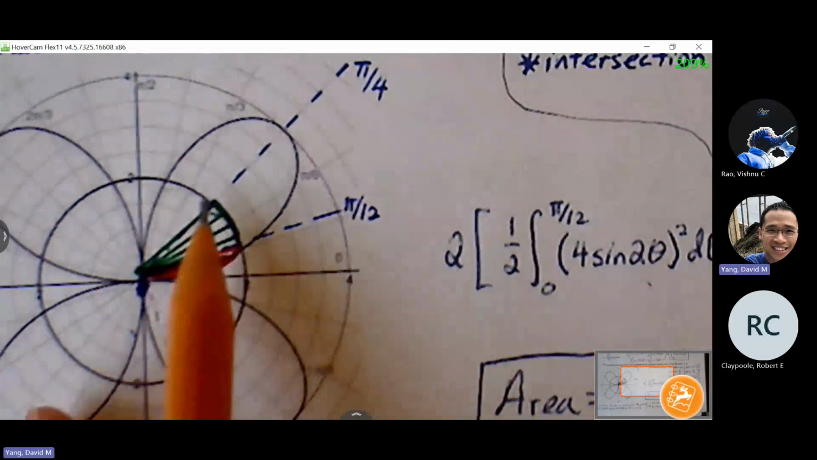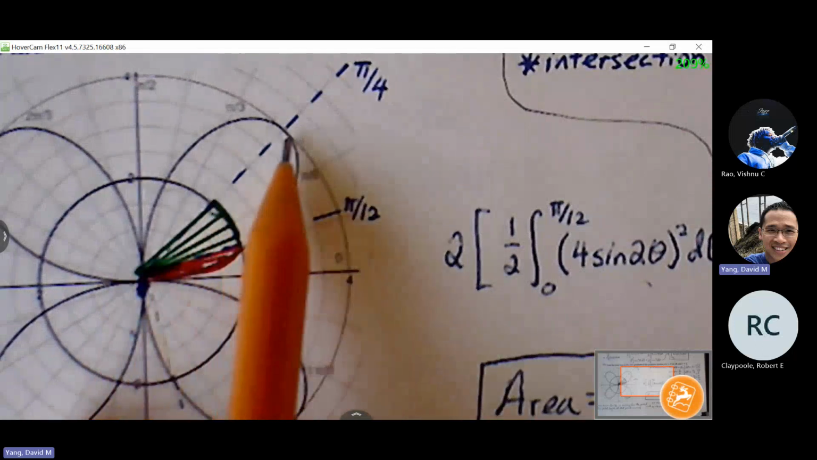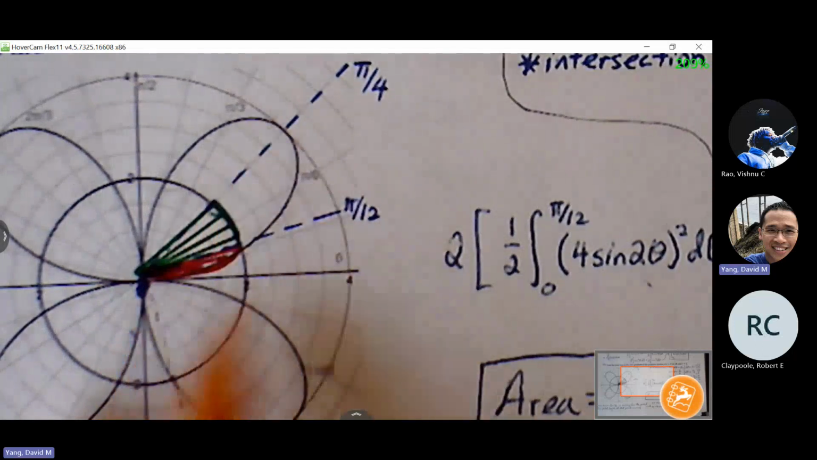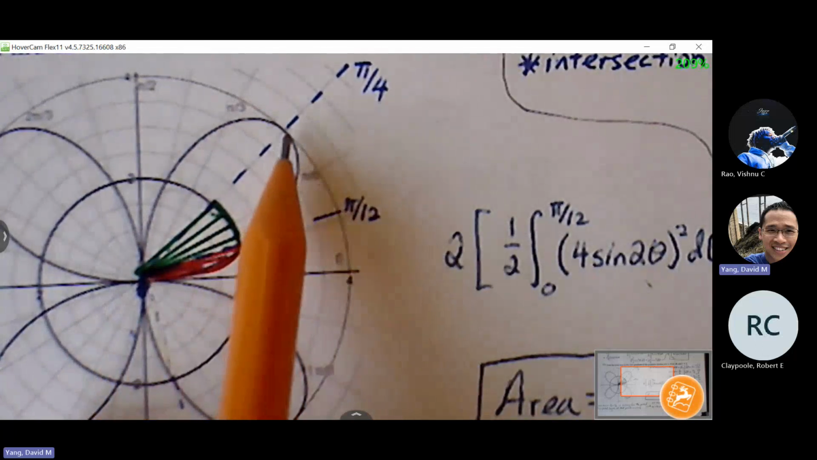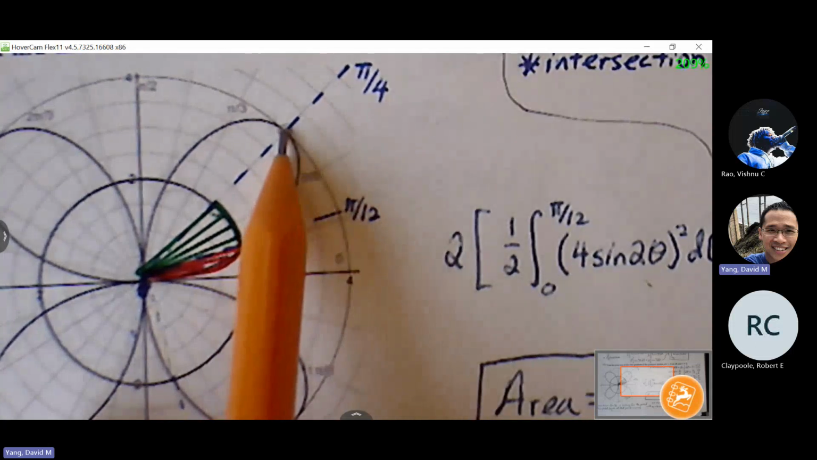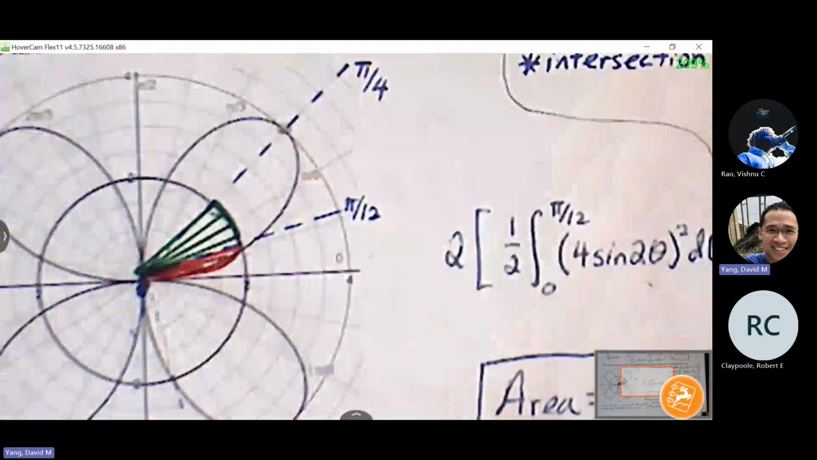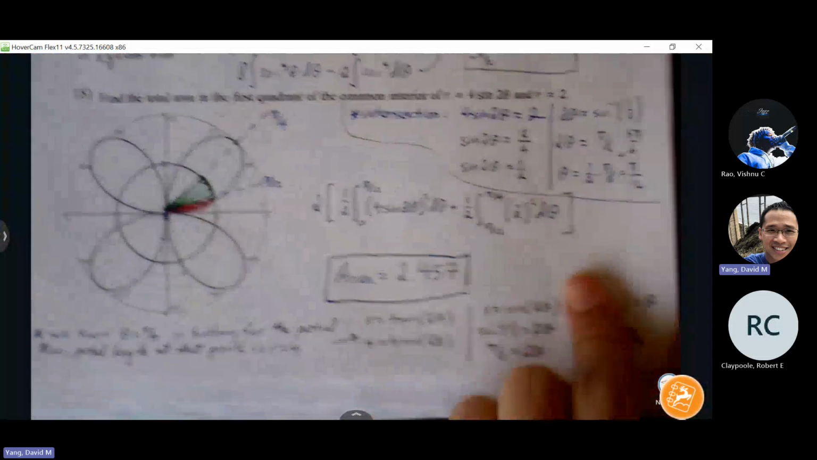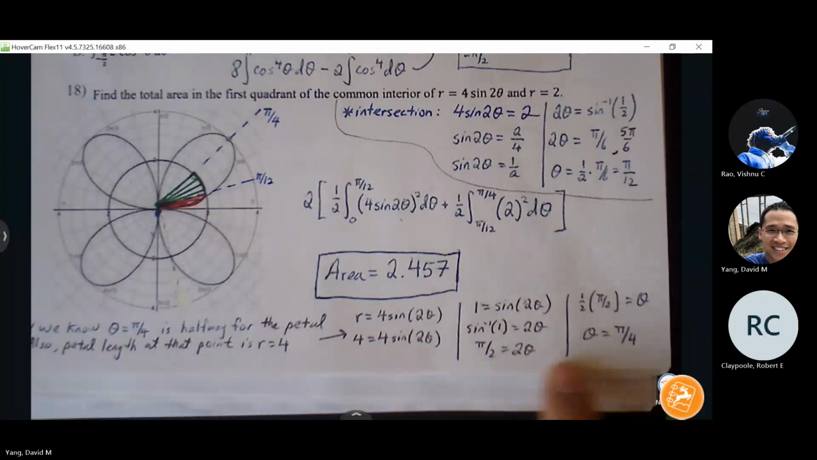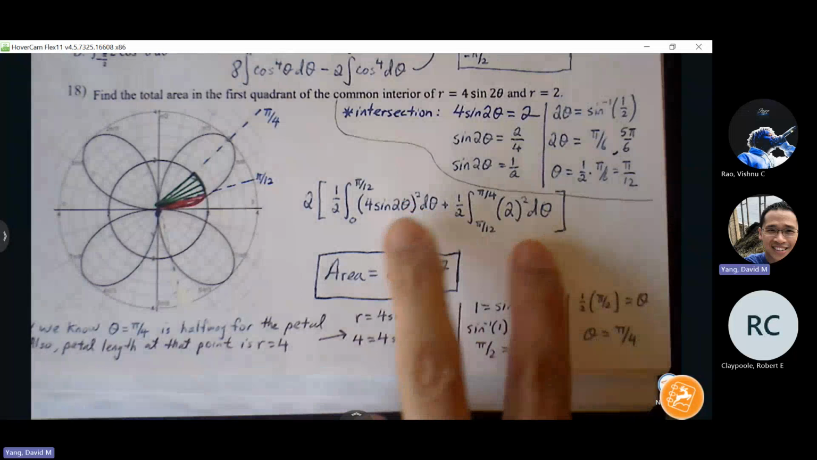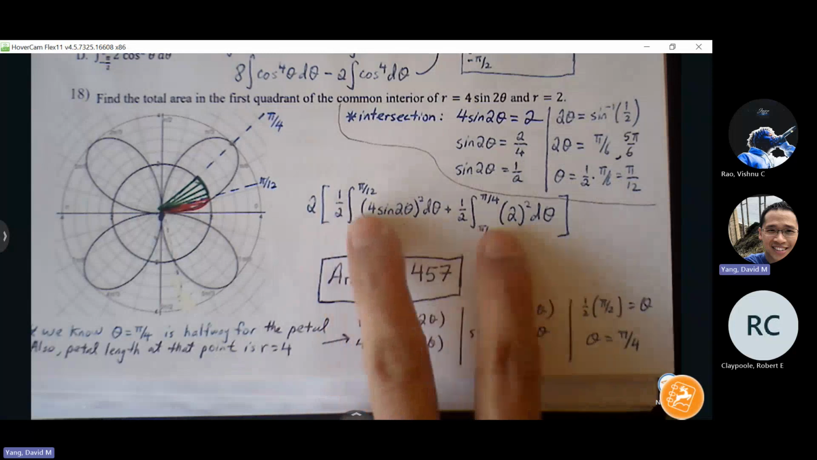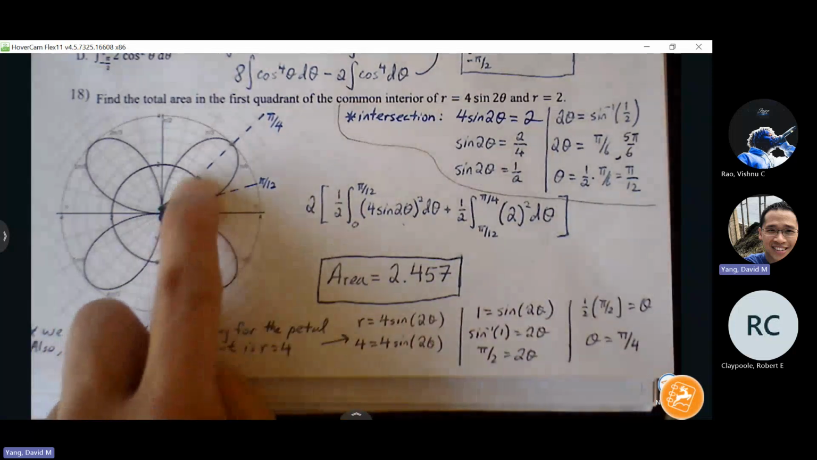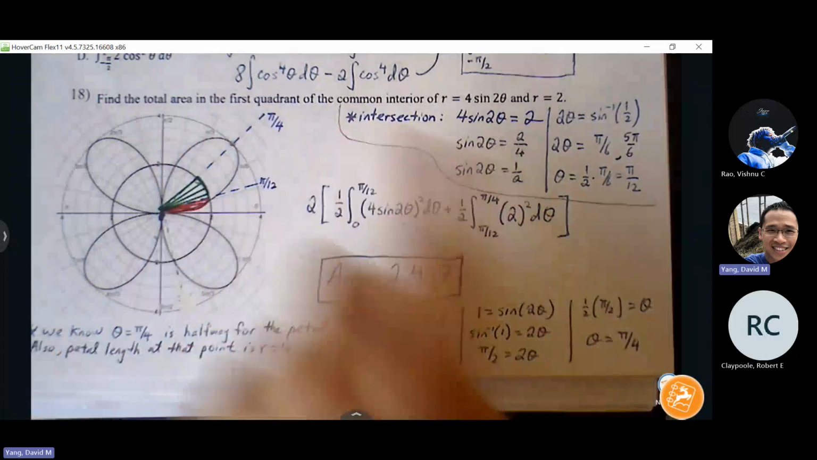And then from pi over 12 to the halfway point of my rose curve, which is going to complete its first cycle at pi over 2, so the halfway point is going to be at pi over 4. Another way that we can do this is that we know that this point is when r is equal to 4. When r equals 4, my theta is going to be pi over 4, because I can just work that out algebraically as well. So if I can find the area of those two red and green regions, I can take that, double it, and then that will be the area of the common shared region in the first quadrant.